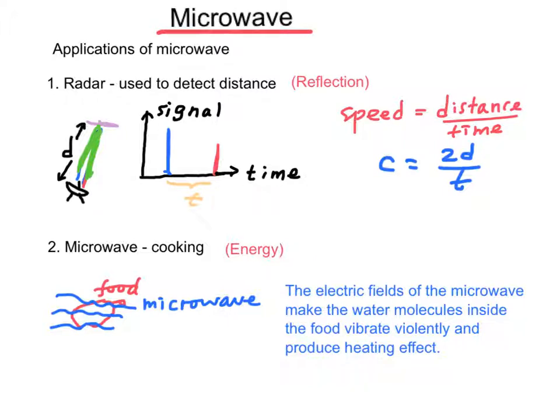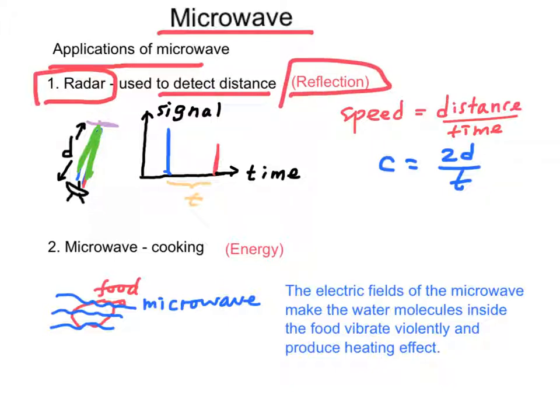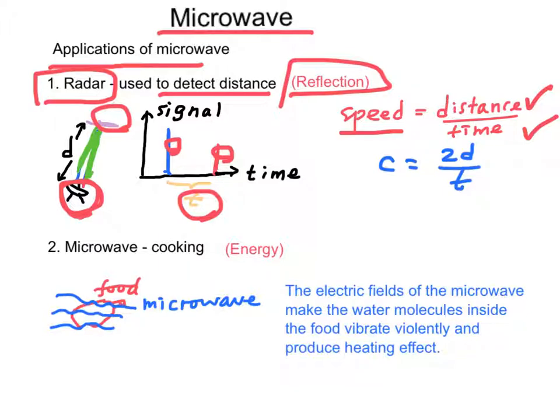Let's see the applications of microwave. Microwave can be used in radar to detect distance by the theory of reflection. Consider the microwave pulse sent by the transmitter towards a flying object and reflected by the flying object back to the receiver in the transmitter. The transmitted signal and the reflected signal have a time lag of t. By the equation speed of the wave equals distance over time, we get c equal to 2d over t, where d is the distance of the flying object from the transmitter. We can find d equal to ct over 2.